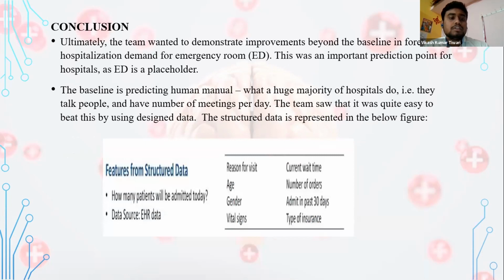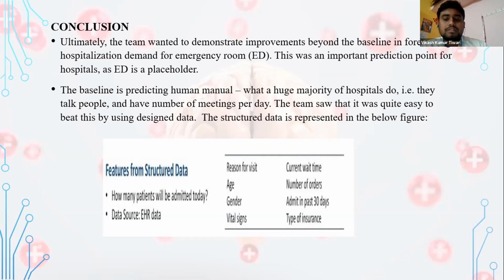Finally, turning toward our conclusion, we came to know that we can improve beyond the baseline, that we can forecast the hospitalized demand for the emergency room, the ED. If someone has an accident or any problem, we can directly check in which hospital an emergency room is available. Then we can visit there directly. We don't have to wait for some hospital's call. Everything we can see directly, check, and move to that place.